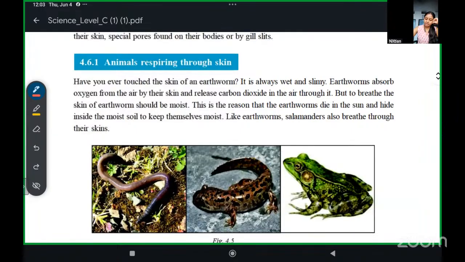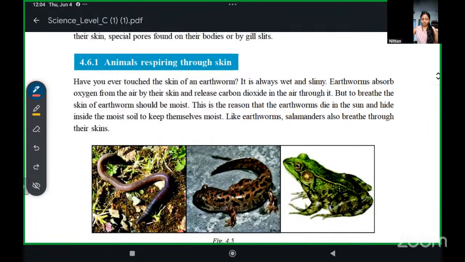Earthworms absorb oxygen from the air by their skin and release carbon dioxide in the air through it. But to breathe, the skin of an earthworm should be moist. Moisture should be there in the skin of the earthworm. So it absorbs the oxygen molecules from the air through the skin and releases the CO2 through the skin.